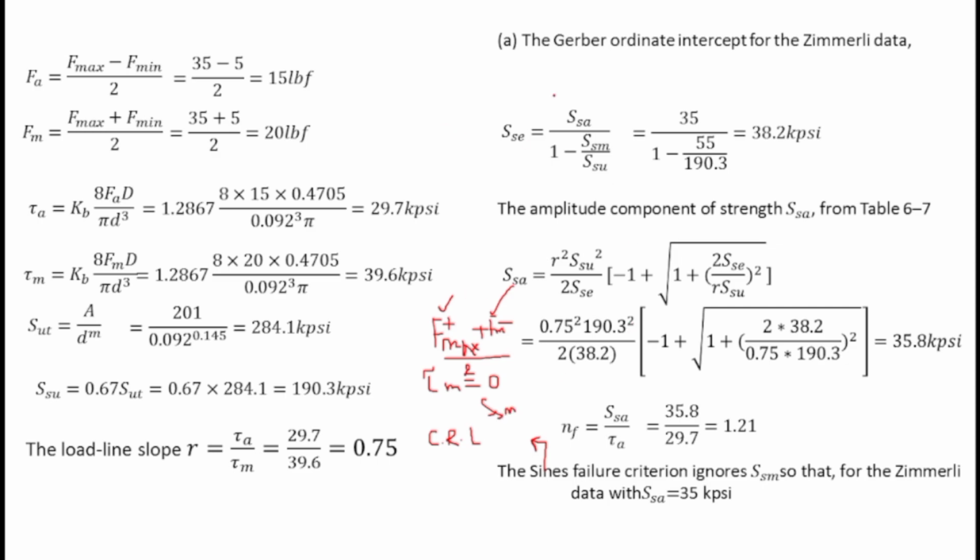And when you make this SSM equal to 0, then this whole term will become equal to 0. And lastly, SSE will be equal to SSA. So when SSA is equal to SSE, here you know that for the Zimmerli data, SSA is 35, so you will get SSE equals 35. And the factor of safety, as I already told you, is equal to SSE divided by tau m. SSA or SSE is the same, that is 35. So when you put 35 divided by tau m, which is 29.7, it will give you 1.1.